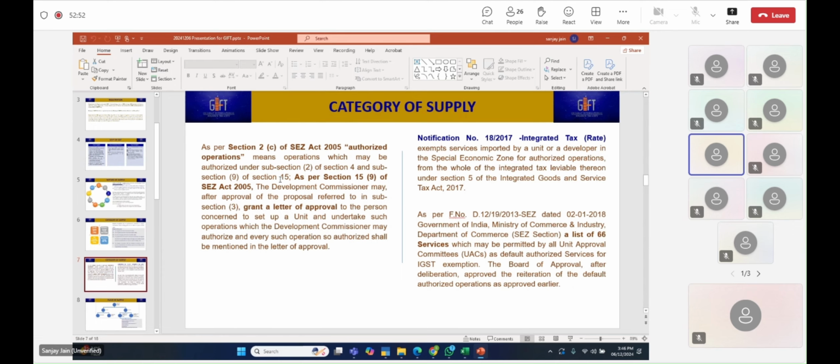For a developer or co-developer, there are generally default operations, and then they may be required to get a list of goods approved from the UAC. Whenever they have to buy any goods, they have to submit a list duly certified by a chartered engineer, and then the DC will approve it.